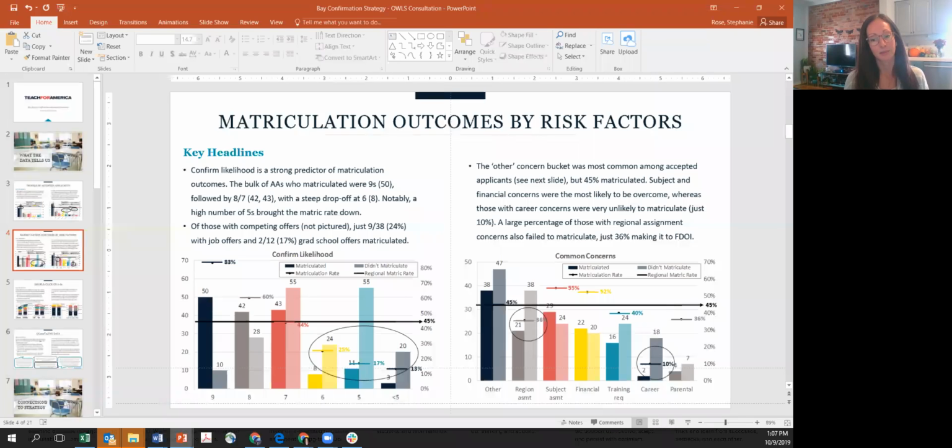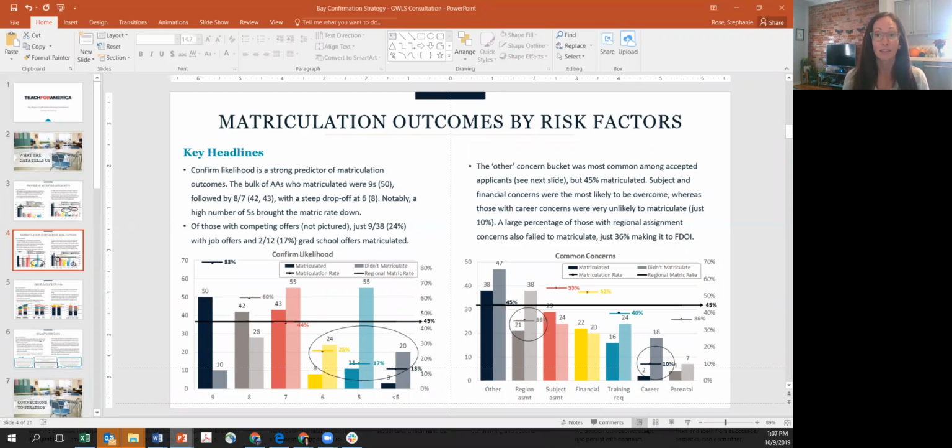Shifting gears to another example, this time work that we did with the Bay region. Just a recent example from OWLS work. Here, this was something that we did to look at matriculation and confirmation data with the Bay region. And we actually walked them through the full roadmap process as well. That's later in the deck.